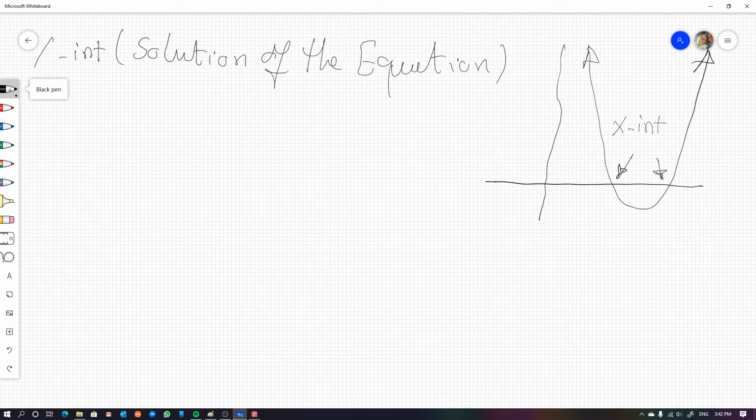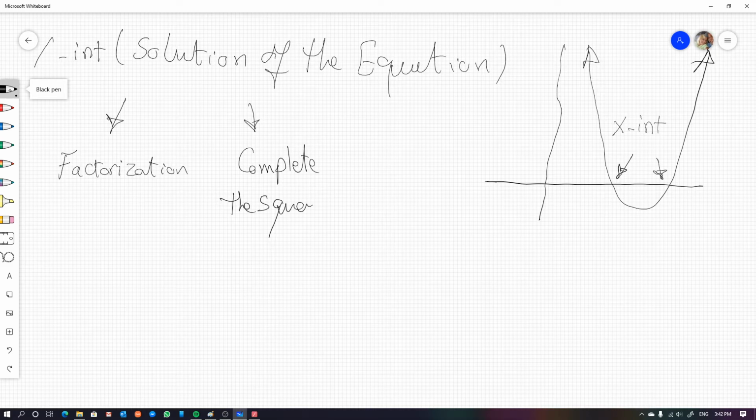and we could find it, as I said before, in three ways. First one is factorization. Second is completing the square. Third is the quadratic formula, which we will give a brief about, or we could mention it here.